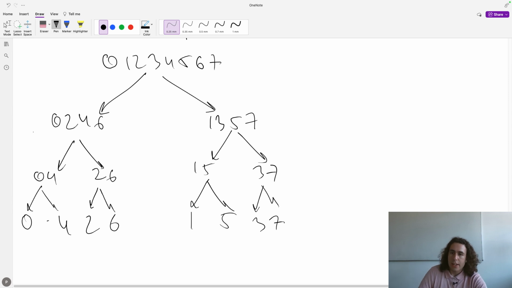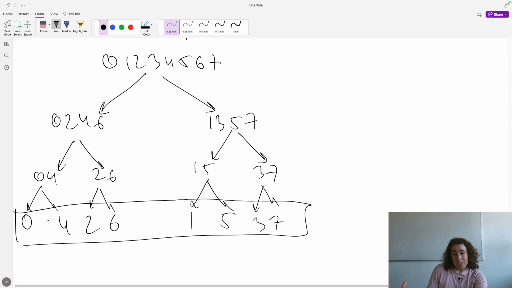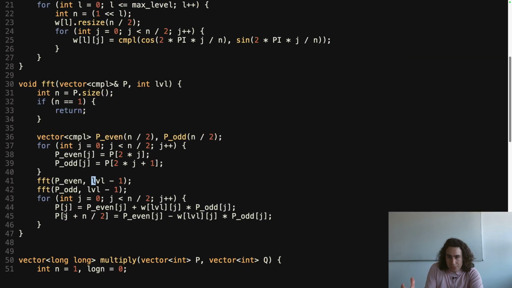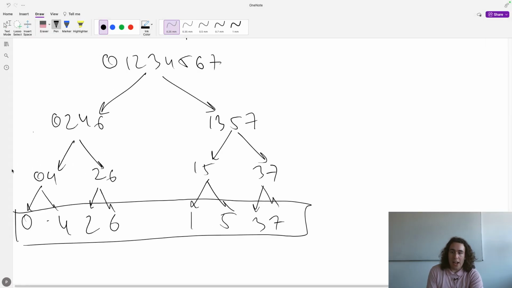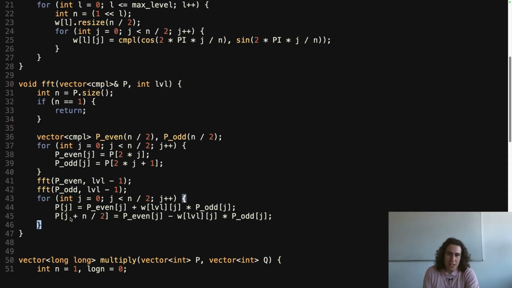Okay? So we first need to reorder our input in some order, and after that we're doing basically merge sort, right? We're taking two halves and computing the whole thing using these two halves. But we're not doing merge, we're actually doing something simpler. We're doing this.